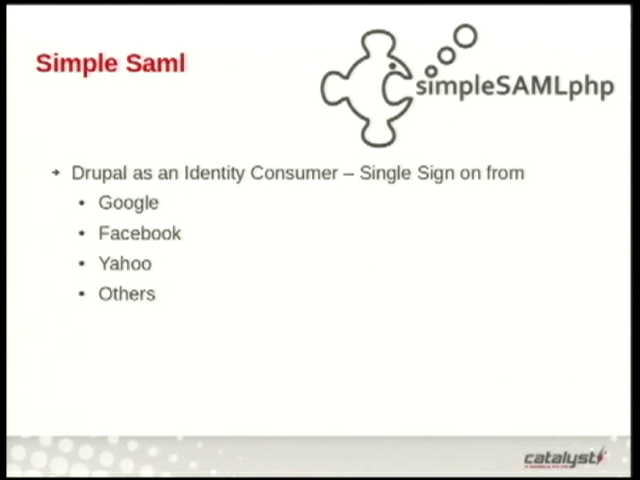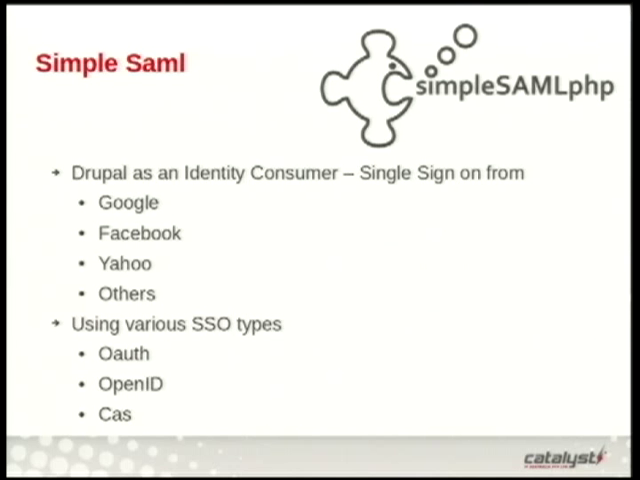So next up we thought we'd try SimpleSAML. SimpleSAML is kind of the new kid on the block in terms of all singing, all dancing SSO. It lets us connect to third-party identity providers, so Google, Facebook, Yahoo, Twitter, LinkedIn, anything, you name it, they all have some kind of remote authentication service using OpenID or OAuth or some other thing. We don't really care about that. But how does it work?